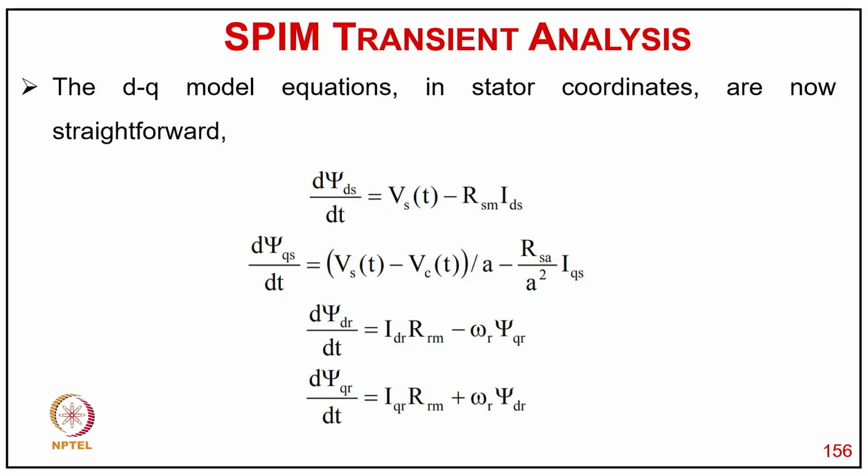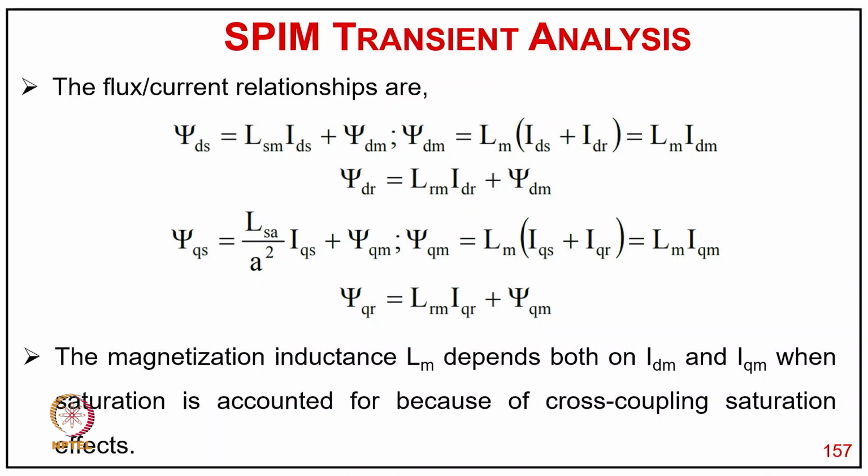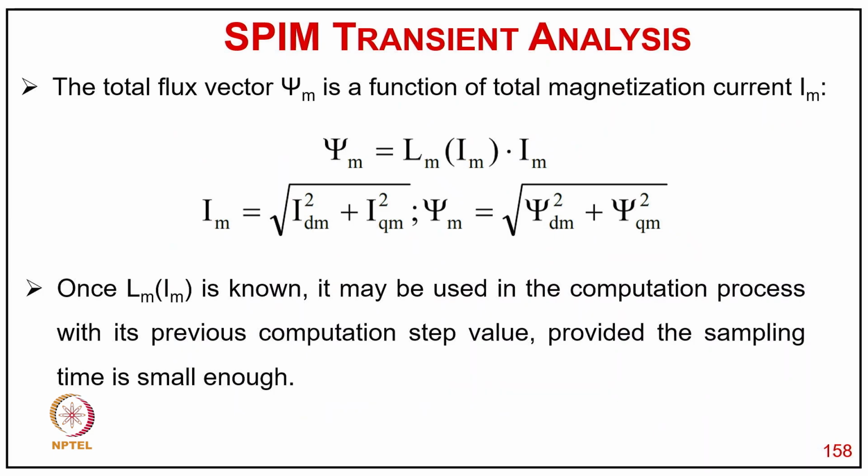These are the four flux equations, which you can solve for the forcing function as the supply voltage Vs, along with the flux linkage relations phi dm and phi ds explained here. phi ds equals LS times IDS plus phi dm, and phi dm equals LM times IDR plus IDS, with phi dr equal to LRM IDR plus phi dm, and phi QS equal to LSA square upon A square IQS plus phi QM, and phi QM equal to LM times IQS plus IQR, and phi QR equal to LRM IQR plus phi QM. The magnetizing inductance LM depends on both IDM and IQM when saturation is accounted for, because of the cross coupling effect, and the total flux phi m is a function of LM times IM, where IM is the square root of IDM square plus IQM square, and phi m is the square root of phi dm square plus phi QM square.